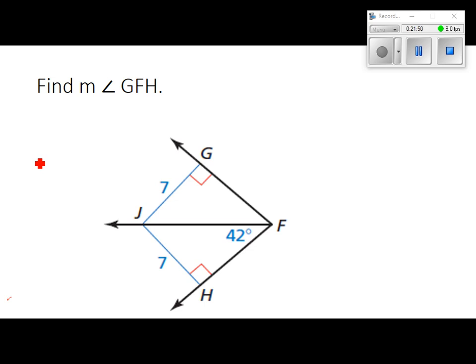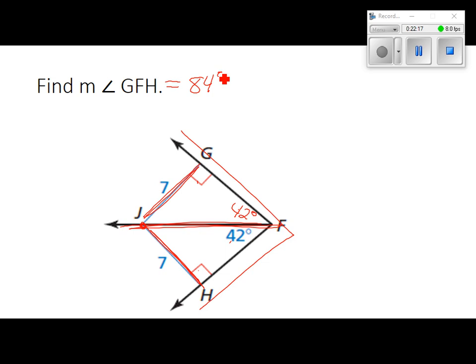On this one, what do we know about these two segments? They're the same. If they're the same, they both form right angles here. Guess what's happening to this angle? So if this angle's 42, what's this angle? Now be careful. What angle did they ask us to find? GFH. So it's 42. No. Angle GFH is how much? How are we going to find it? 42 plus 42, which is 84. 84 degrees. Make sure you read the problem carefully.